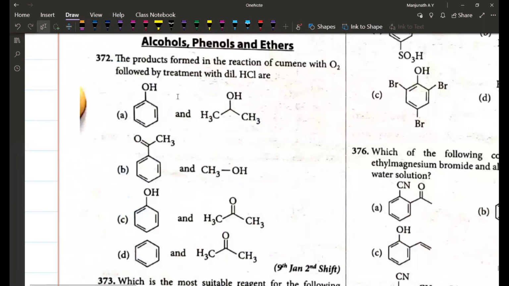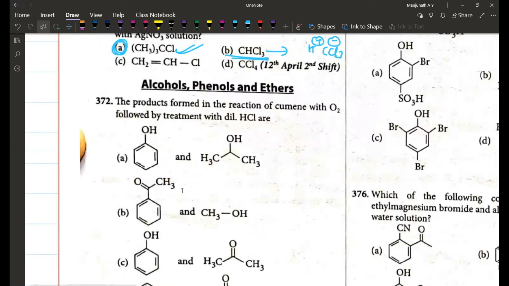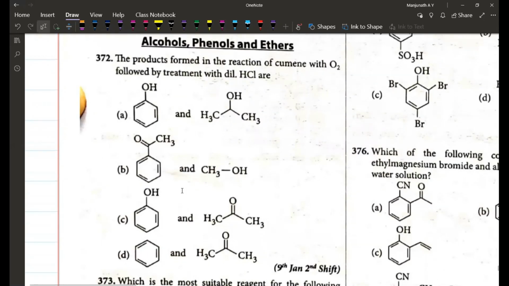Now the product formed in the reaction of cumene with O2 followed by treatment with dilute HCl. So easy questions come. Be very careful this time. Option C only, no? Yeah, here it is option C. In our JEE Mains exam, we have 100 marks for chemistry. If you don't cross 80 to 85 marks in chemistry, it will be difficult for you to get a 4-digit rank. So please be very thorough.